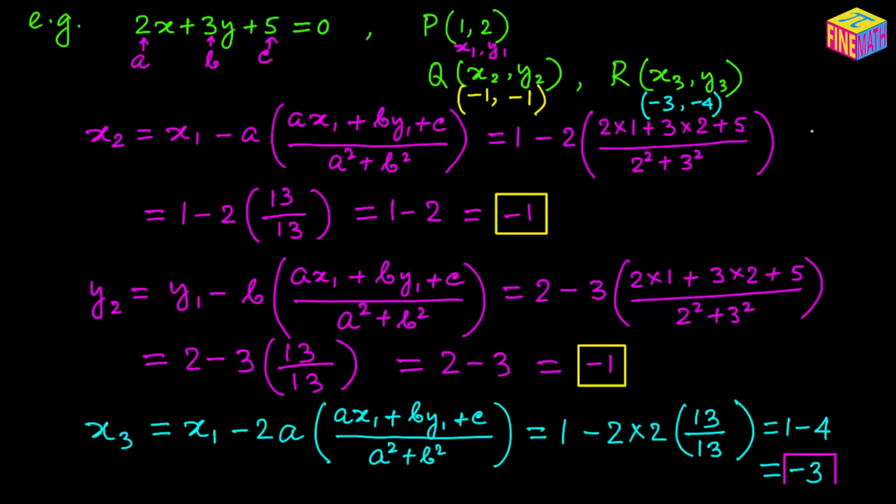So we have been able to find the coordinates of the foot of perpendicular, which turned out to be negative 1 comma negative 1, and also the coordinates of the image of this point, and that point is R, and its coordinates turned out to be negative 3 comma negative 4.